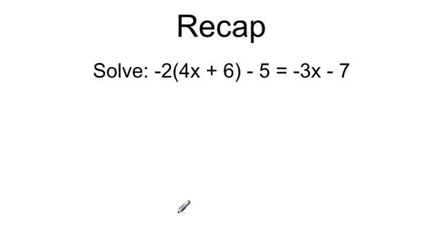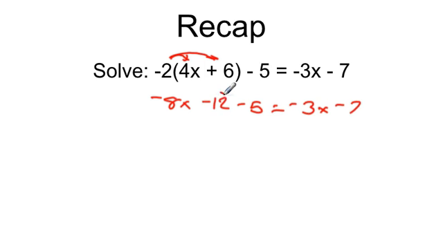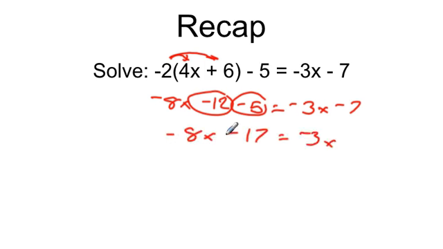So to wrap this up, if I have variables on both sides, I need to eliminate the variable from one side or the other, and this process is called gathering the variables. But before I gather the variables, I have to simplify. For this problem, that means using the distributive property to get negative 8x minus 12 minus 5 equals negative 3x minus 7. Then I have to combine like terms if possible, so that I would get, in this case, negative 8x minus 17. And then I have to gather my variables.